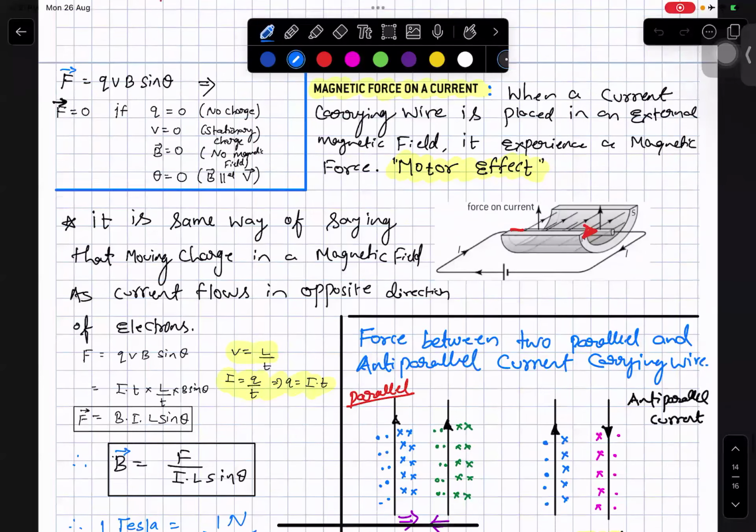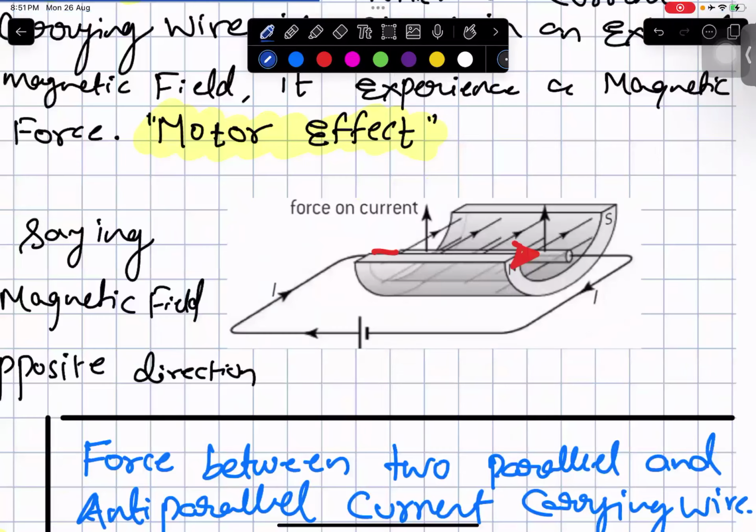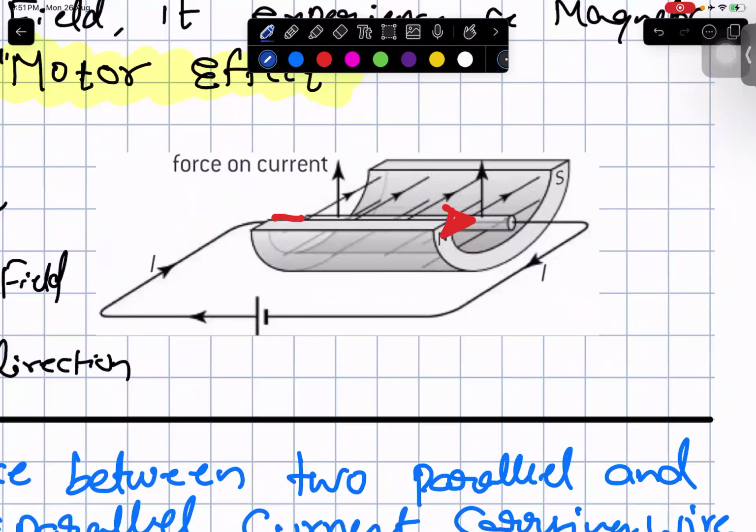Now here, the whole idea is magnetic force on a current rather than a charge. It's the same thing. Let's say in this setup, I took a conductor. Can you see this? This is the conductor, right? And I placed it in a magnetic field.